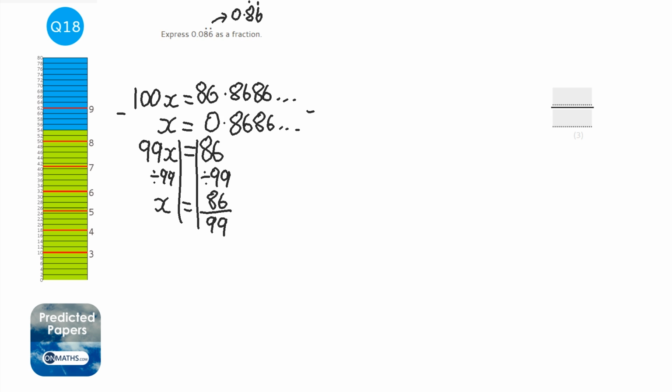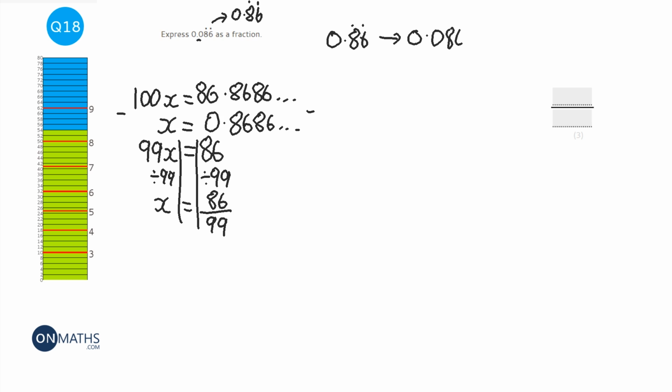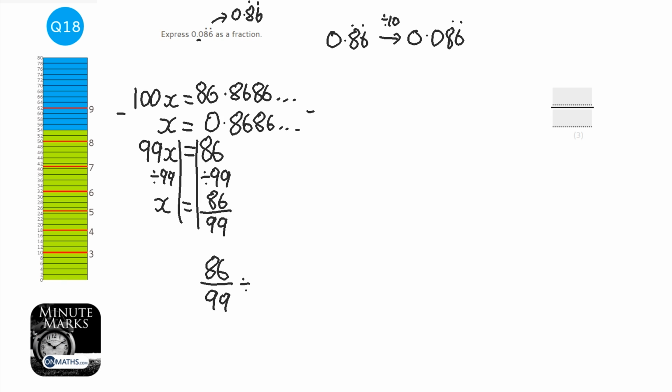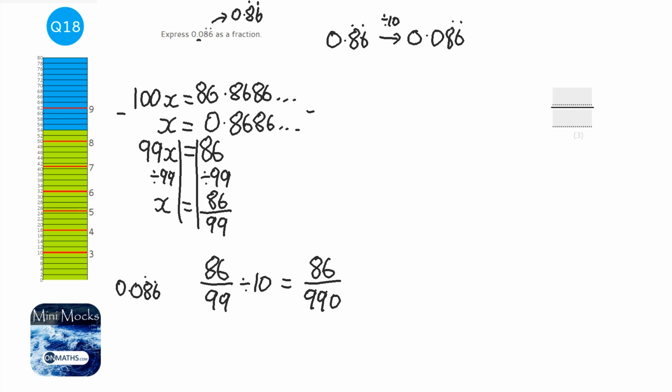Now, I said I'd ignore the 0.0 bit. Well, I can't ignore it anymore. So how do I get from 0.86 recurring to 0.086 recurring? Well, I'm just going to divide by 10. So what I want to do is I want to do 86 over 99 divided by 10. Now the way I can do that is just times the bottom of the fraction by 10, and that's the same as dividing it by 10. And we should write 0.086 recurring equals, to show the examiner that that's what we're doing.